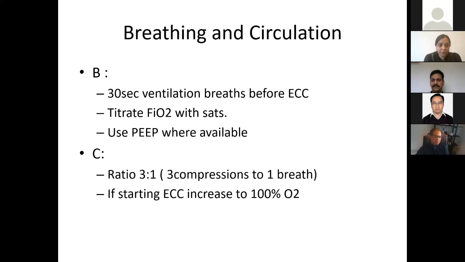You've done your 5 inflation breaths, you've given 30 seconds of ventilation breaths, you've got good chest movement, but your heart rate is still less than 60. This is a good point to start chest compressions. The ratio for chest compressions is 3:1, so 3 compressions to 1 breath. You do it for 30 seconds and reassess. At the point of starting chest compressions, if you haven't titrated your oxygen up, crank it up to 100%. Okay.